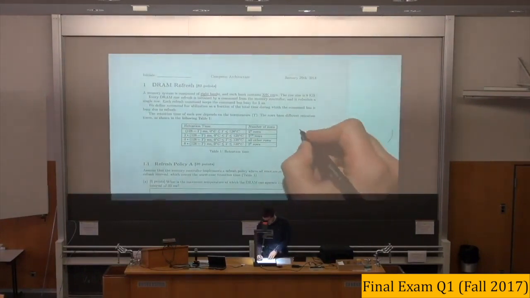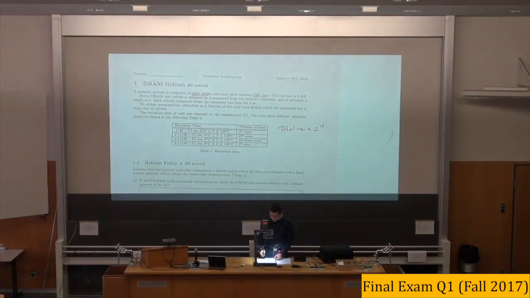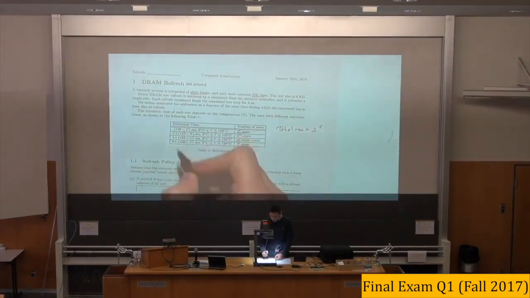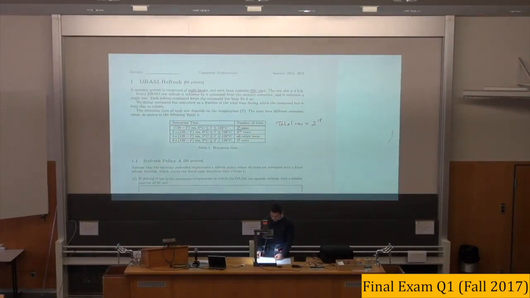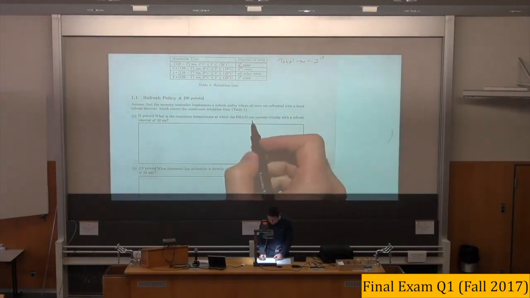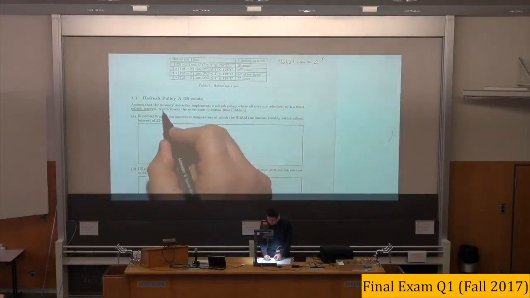So let's immediately calculate the total rows, which is 2 to the 18. We also have a table that shows the retention times of certain rows given the temperature. So let's jump to the first question. We are given a refresh policy, called refresh policy A, which uses a refresh interval that refreshes all the rows in a DRAM and covers the worst-case retention time.